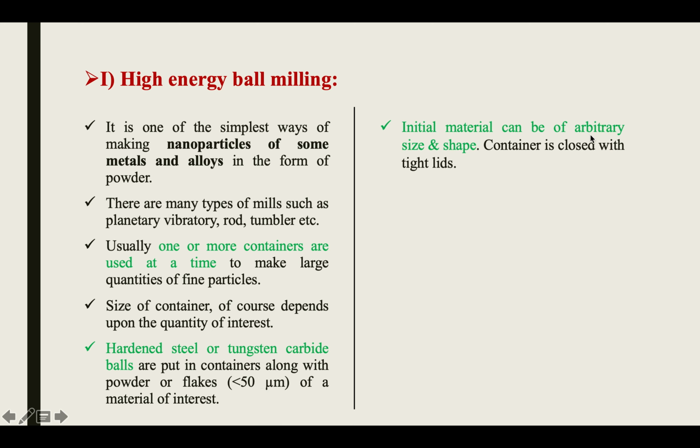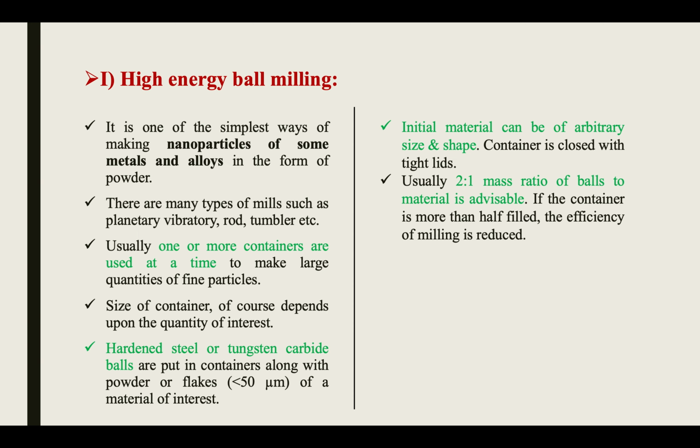The initial material can be of arbitrary size and shape. That can be any shape like square, hexagonal, triangular, rectangular, cubes, any kind of thing. And if you put that material in the high energy ball milling, you have to close the container with tight lids. Then a 2:1 mass ratio of ball to material is advisable. So suppose your ball is 10 kg and your material should be like 5 kg. You have to take that ratio to obtain a fine quality of nanomaterial.